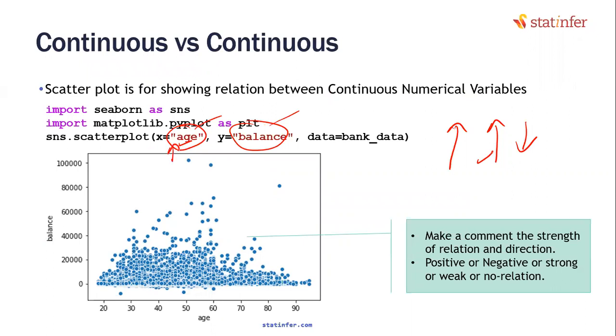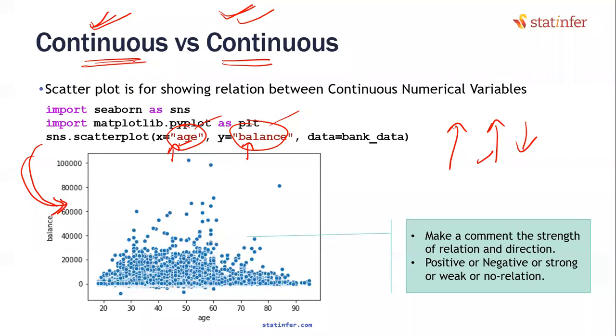So as one variable increases, the other variable increases or decreases. For that, you have to draw a scatter plot. From the scatter plot, you have to make two comments. First of all, if you want to show the relation between two continuous variables, look at this. Again, there are different methods. Continuous versus categorical is a different way of representation. Continuous versus continuous is different. Categorical versus categorical is a different graph. We have to draw relevant graphs here.